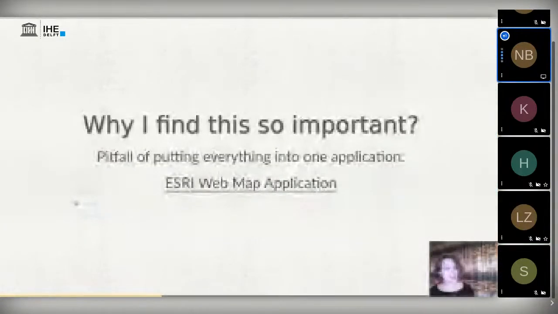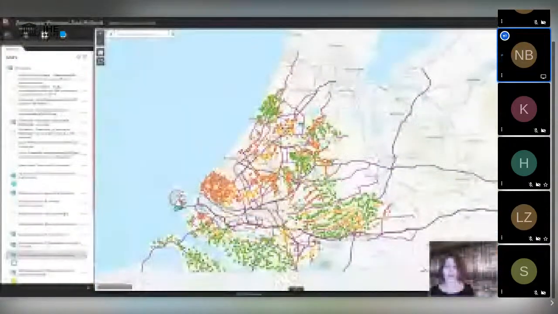And why do I find this so important? I see a lot of applications out there on the web, a lot of GIS applications also, which are just about putting the data out there. And if you put all the possible data that you have into one application, it gets really, really clouded. And I just wanted to show you and give you this example.